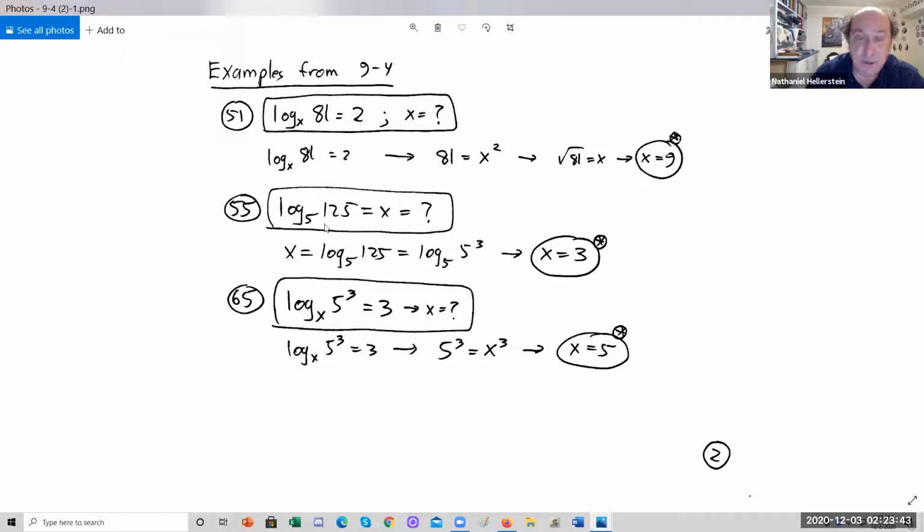Okay, great. Log base 5 of 125 is x, and what's that? 125 is 5 to the third power, and the logarithm base 5 and the exponential base 5 cancel. You get x equals 3. Log base x of 5 to the third equals 3 means x is what? Transpose the logarithm, it becomes an exponential base x. 5 to the third equals x to the third, so x equals 5.